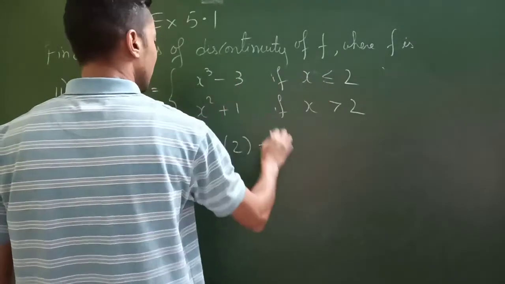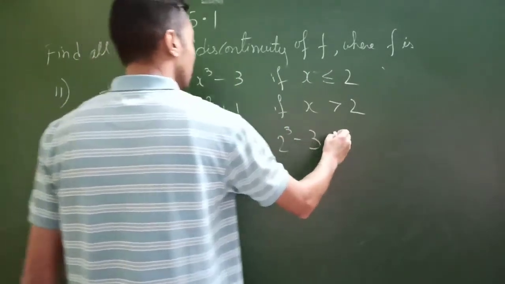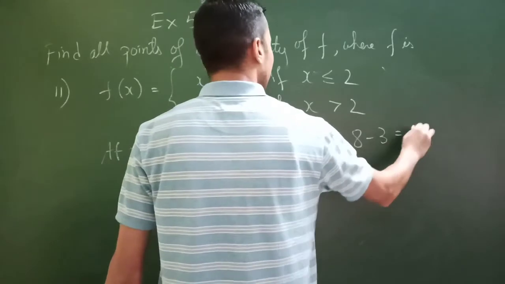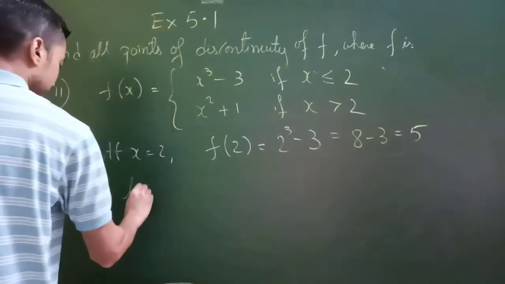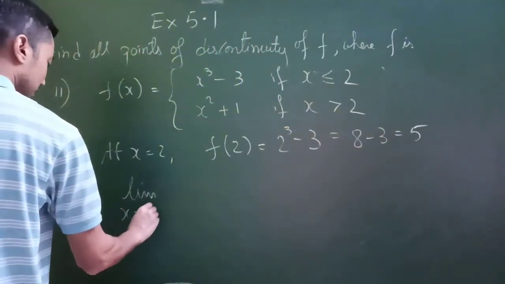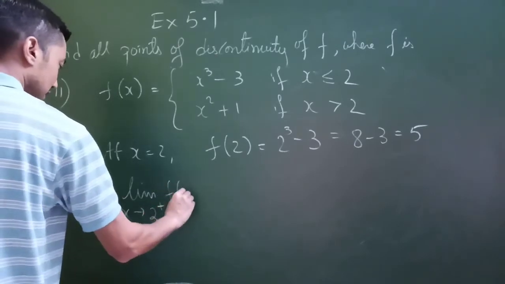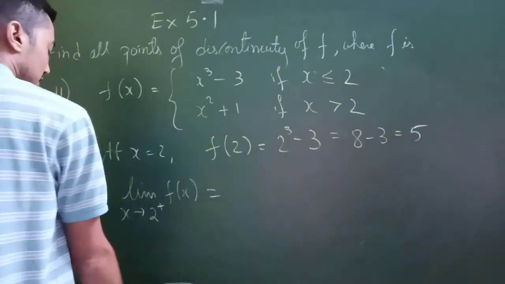At x equal to 2, we're going to be using this, 2 cube minus 3. 2 cube is 8, 8 minus 3, we're getting 5. Let's go for the right hand limit, x tends to 2 plus. So that's going to be what?